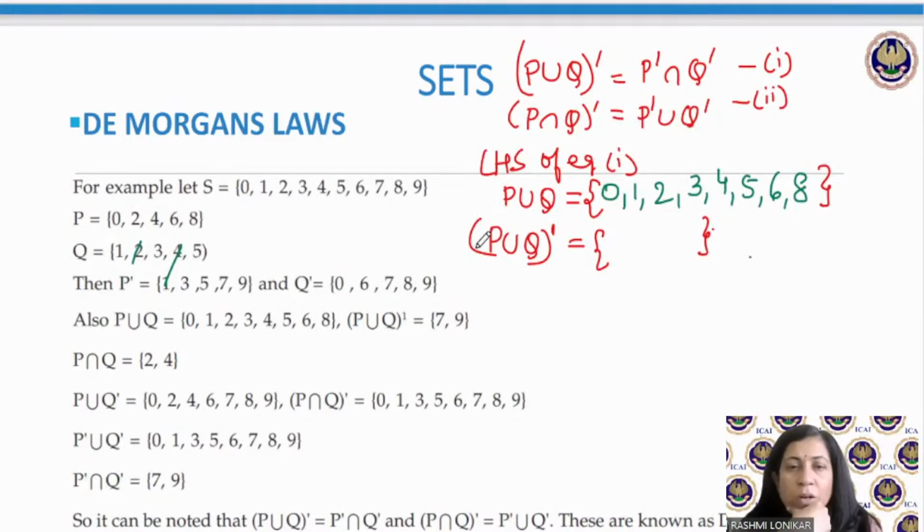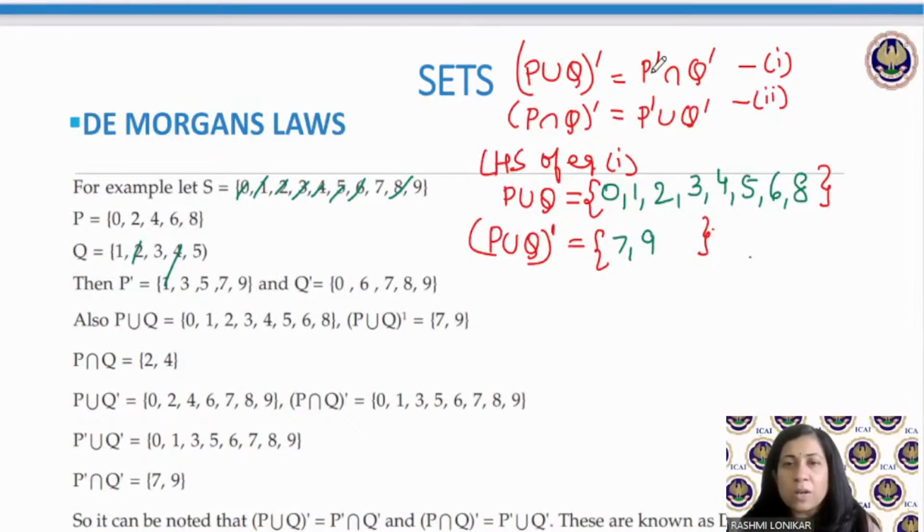Okay. Now what about P union Q complement? The complement is all the elements in the universal set which are not present in P union Q. So all these elements I'm going to just strike off. So 0, 1, 2, 3, 4, 5, 6, and 8. So what are the elements that remain? It is 7 and 9. So 7 and 9 will be P union Q complement.